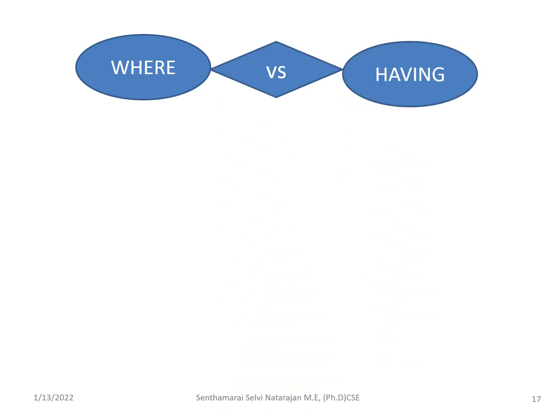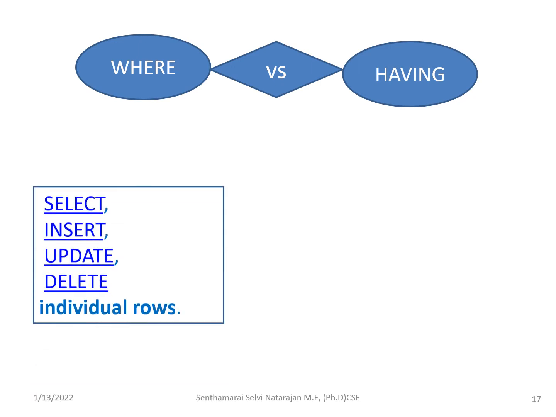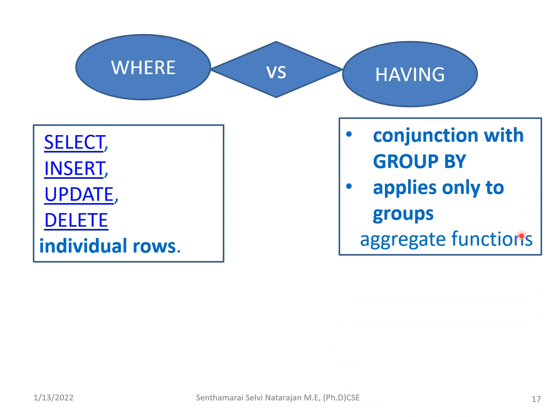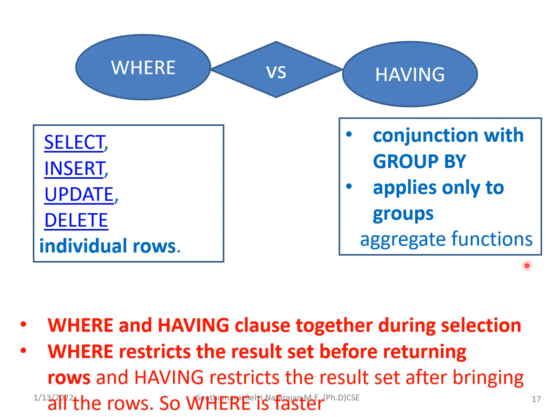Moving to the HAVING clause, because the HAVING clause is also a condition, and WHERE is also based on a condition. Then what is the difference between WHERE versus HAVING? WHERE, as I have said, is used with these commands and acts on the individual rows, whereas HAVING cannot be used alone. It can be used in conjunction with GROUP BY, and it is applied only to the groups. It uses the aggregate functions.